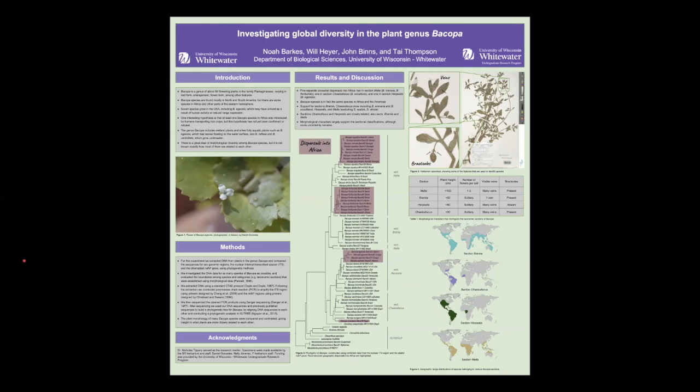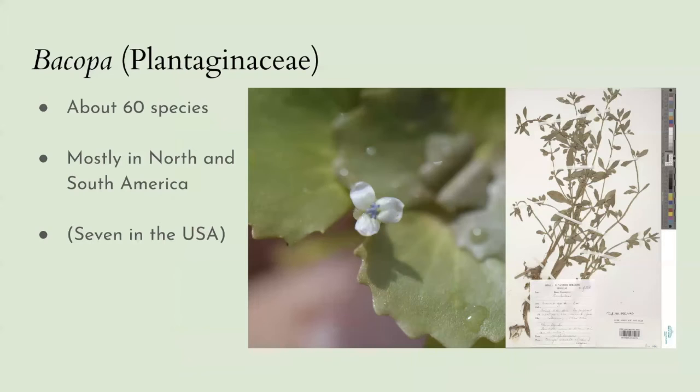The project conducted was investigating global diversity in the plant genus Bacopa. Bacopa consists of about 60 flowering plants that vary in morphology. Many grow in North and South America, while a few are found in Africa and other parts of the Eastern Hemisphere. The U.S. currently houses 7 species in this genus.